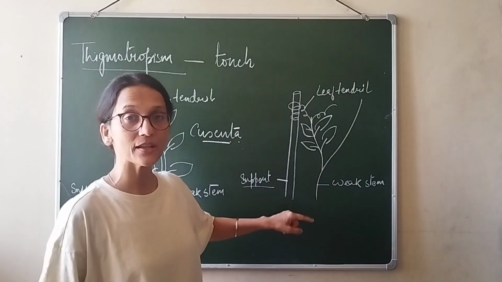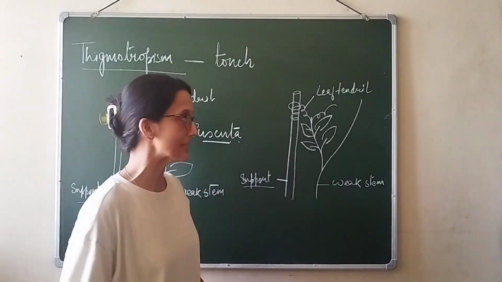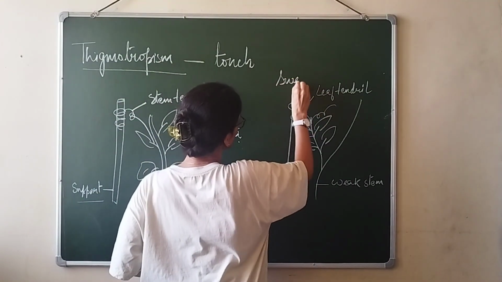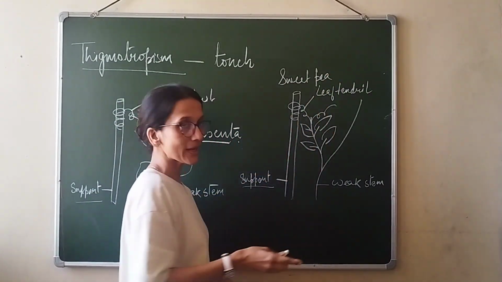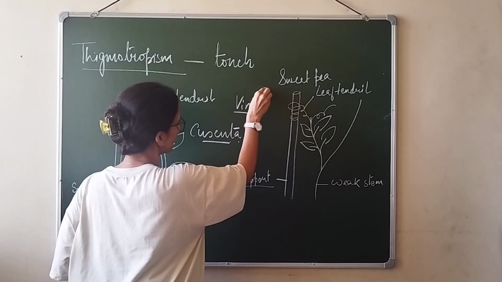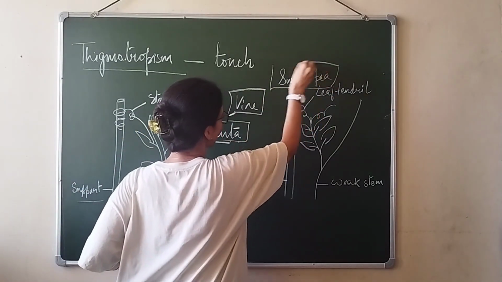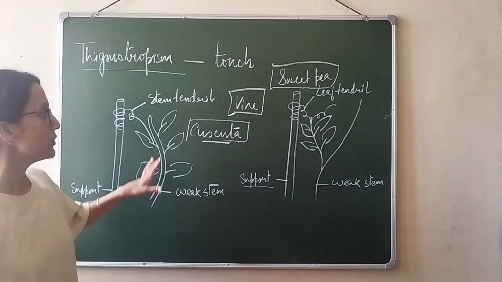Similarly, there are some plants where the leaf is modified as a tendril. These are called leaf tendrils. Example, sweet pea. This is also given in the book, and there is one more example given in the book, which is vine. Vine means grape. So there are a total of 3 examples, cuscuta, sweet pea and vine as per our syllabus.